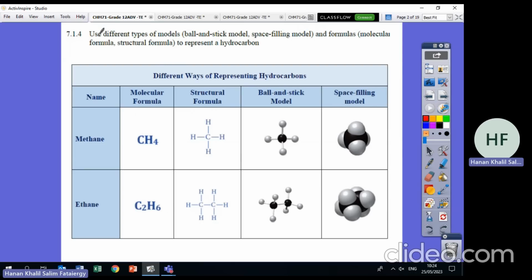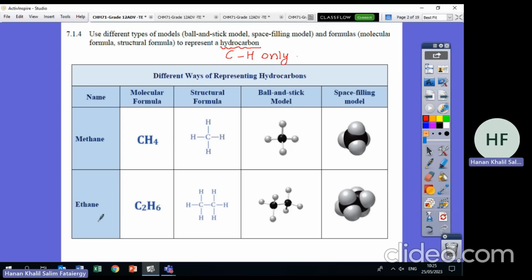First thing you need to know is the different models for representing the hydrocarbon. Hydrocarbons are compounds made of carbon and hydrogen only. They can be represented in 4 different ways. Number 1 is the molecular formula. Number 2 is the structural formula where we draw. Number 3 is called the ball and stick. And number 4 is the space filling model.